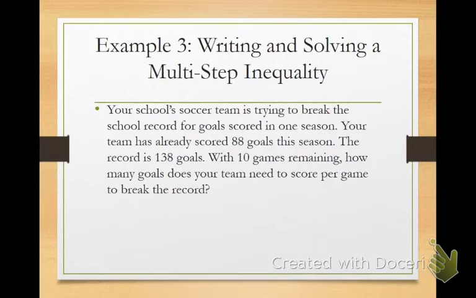It says your school soccer team is trying to break the school record for goals scored in one season. Your team has already scored 88 goals. The record is 138 goals. With 10 games remaining, how many goals does your team need to score per game to break the record?